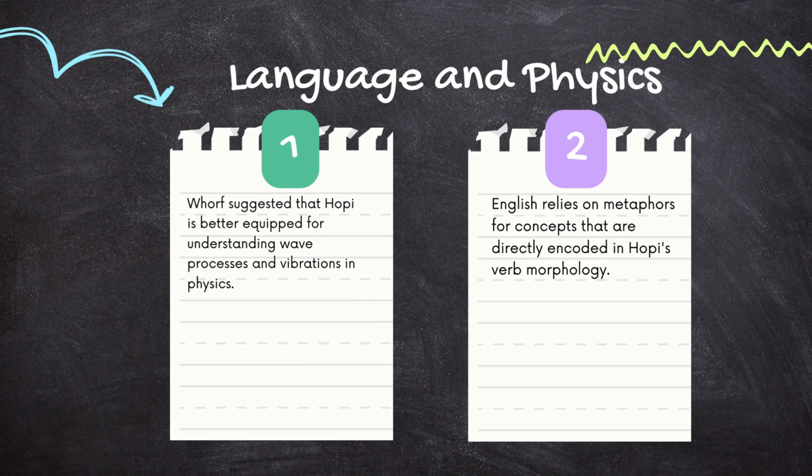Language and physics. Whorf suggested that Hopi is better equipped for understanding wave processes and vibrations in physics. English relies on metaphors for concepts that are directly encoded in Hopi's verb morphology.